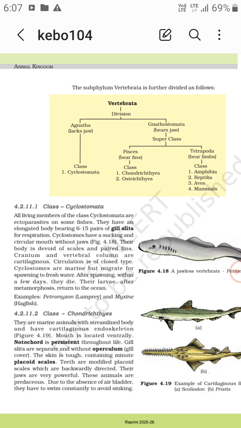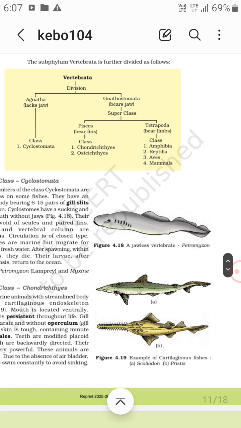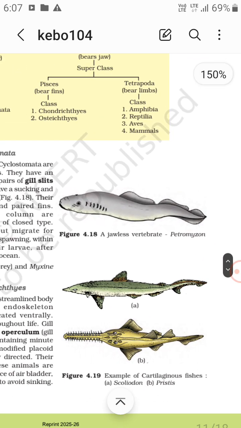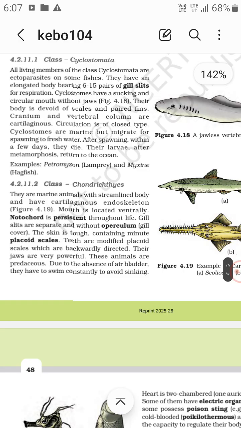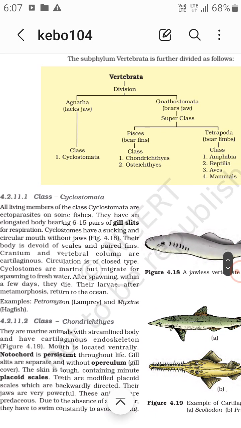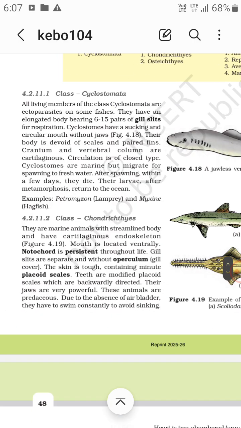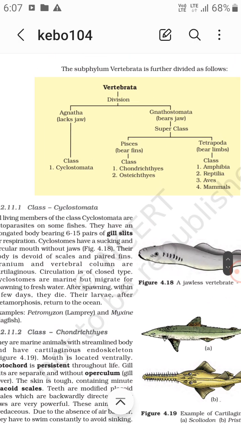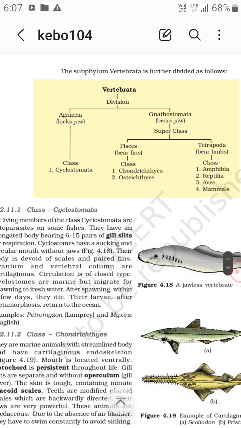Examples: lamprey, that is Petromyzon, and Myxine, that is hagfish. So a jawless vertebrate, that is Petromyzon, is given in the NCERT. Now class Chondrichthyes, division Gnathostomata, superclass Pisces.